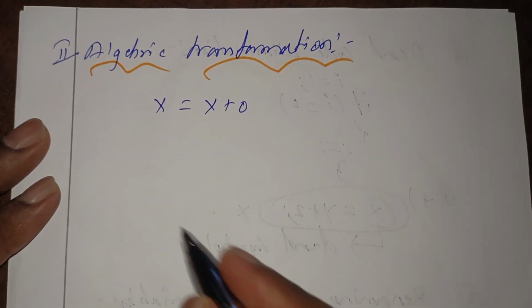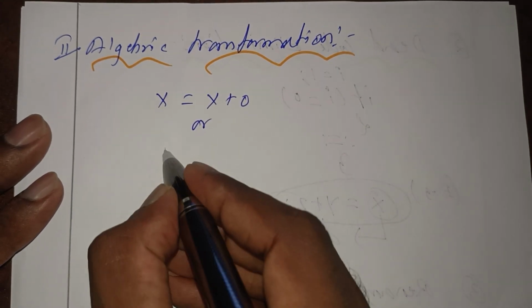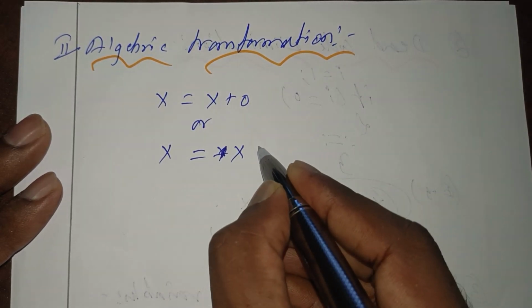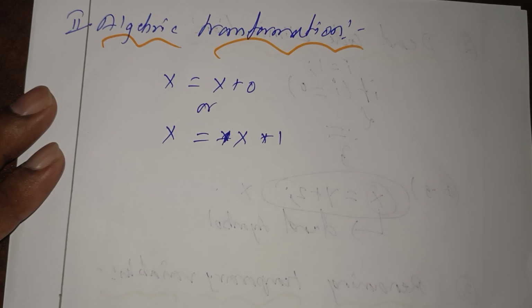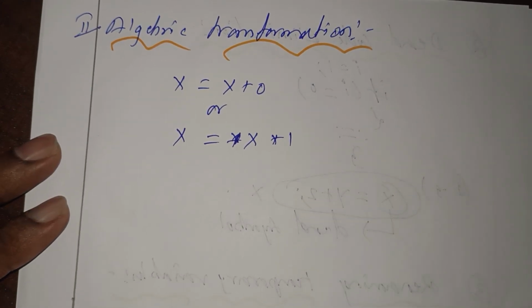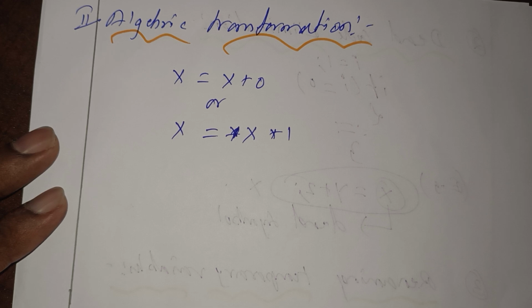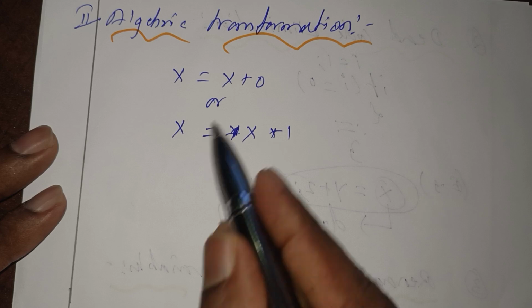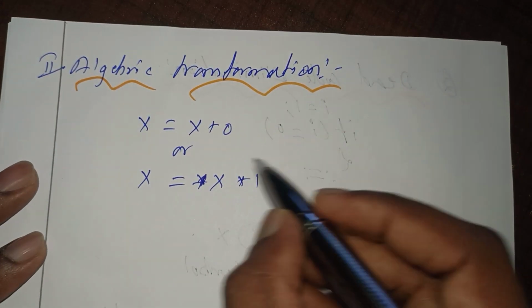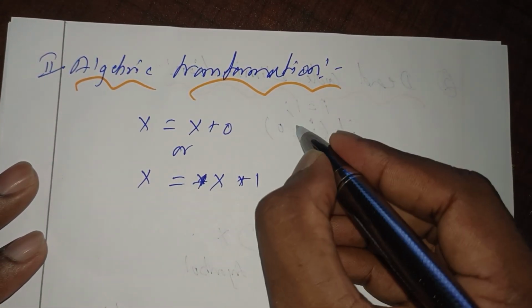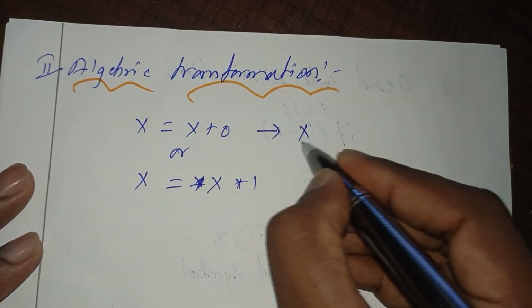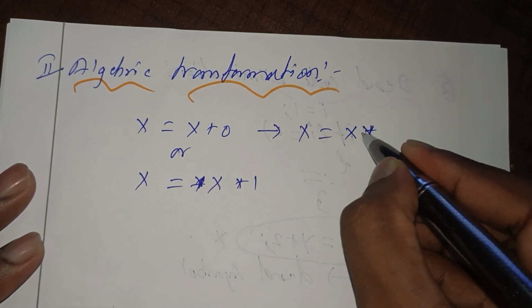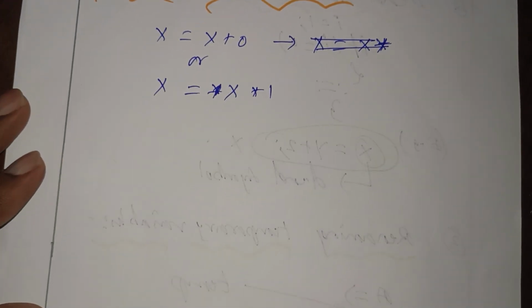Got it? So this can be rewritten as x is equal to x asterisk 1. What exactly does it reflect? It reflects the same value. So any such computation can be eliminated from a basic block without changing the set of expressions. You can see here how it happens: x plus 0 can be written in a different form. I am going with a different example here.